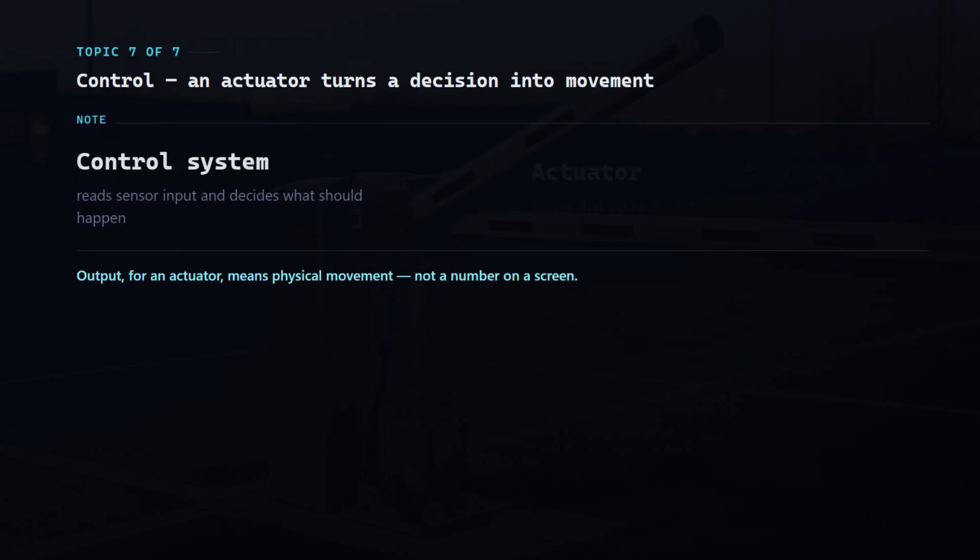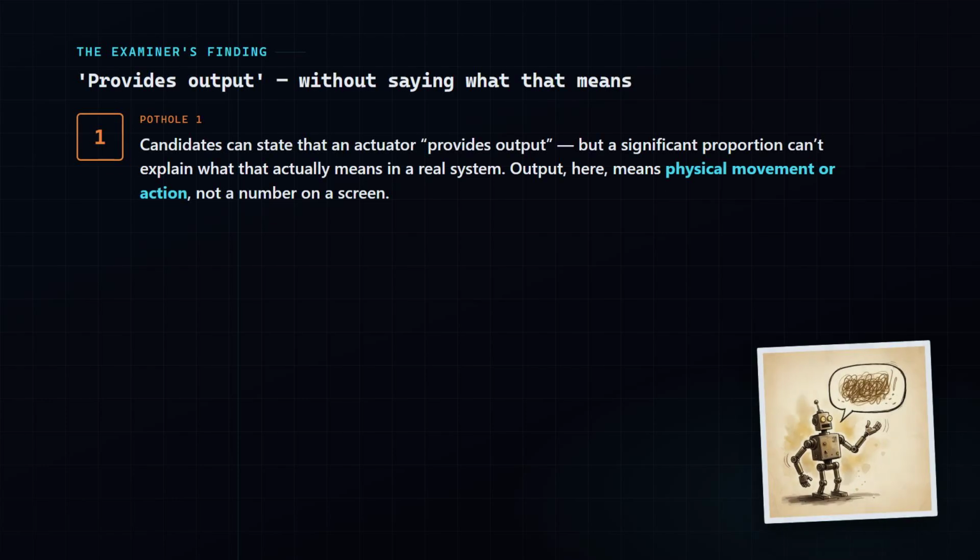A control system reads sensor input, decides what should happen, and then an actuator actually makes that happen in the physical world. Opening a barrier, switching a light, adjusting a valve. Here's the first documented finding. Candidates can state that an actuator provides output, but a significant proportion can't explain what that actually means in a real system. Output here means physical movement or action, not a number on a screen.